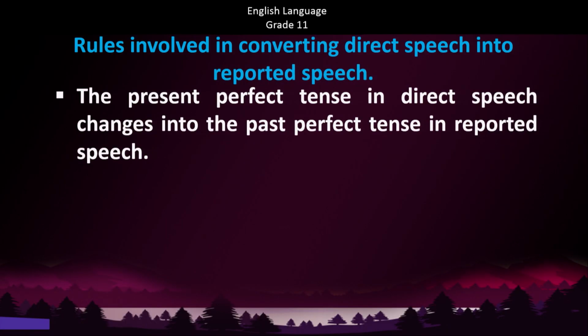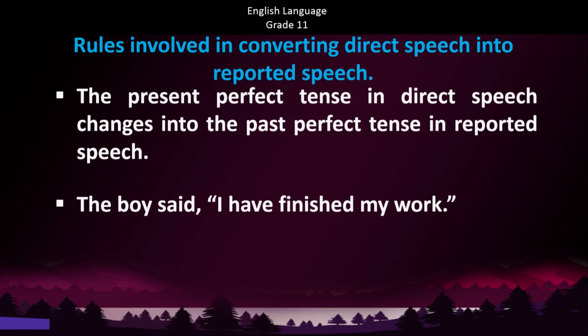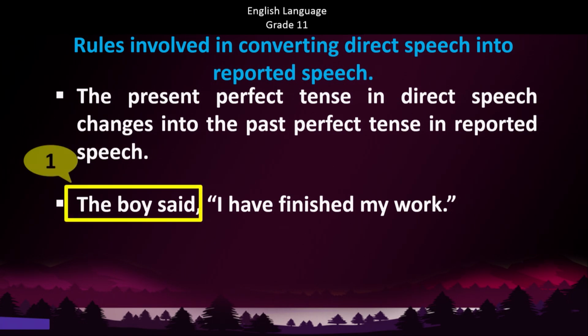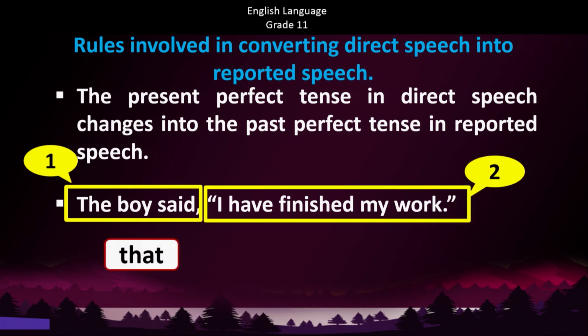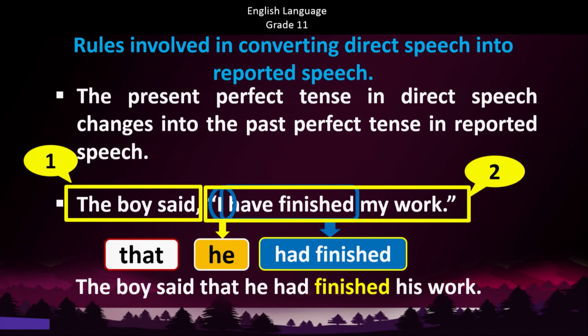Rule number 5, the present perfect tense in direct speech should be converted into past perfect tense. Look at this example. The boy said, "I have finished my work." Look at the reporting clause, it is in past tense. I have finished. Have finished is in present perfect tense. So, when you convert it into indirect speech, I should be changed into he, and have finished should be changed into had finished, and you can make the answer. The boy said that he had finished his work.